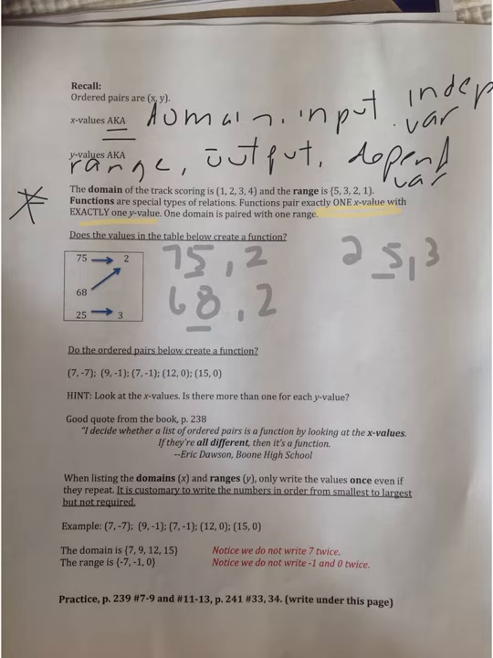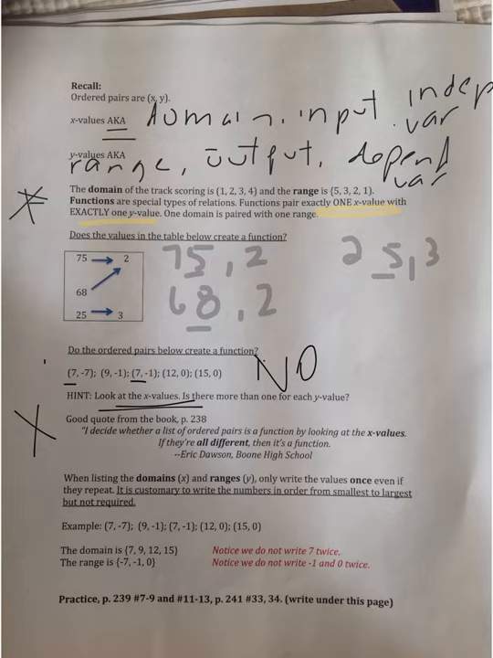Okay, so now the next example, do the ordered pairs below create a function? You have (7, -7), (9, -1), (7, -1), (12, 0), (15, 0). You have a 7 that shows up twice. So this is no. The X values, this is your big hint. Does the X value repeat? Good quote from the book: I decide whether a list of ordered pairs is a function by looking at the X values. If they're all different, then it's a function.